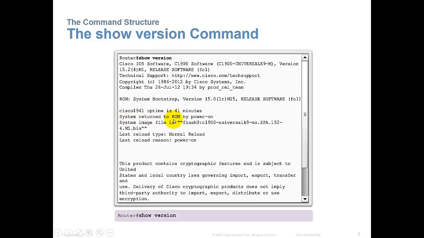The system returned to ROM by power on. In other words, how did it come back from, apparently it was turned off and turned back on at some point. The system image is actually stored in flash. This is the name of the image, version 15.2.4, and did have a normal reload at a power on. And it goes a little further than that, but this is an example of the show version command. And this is the end of 2.4 Cisco IOS.